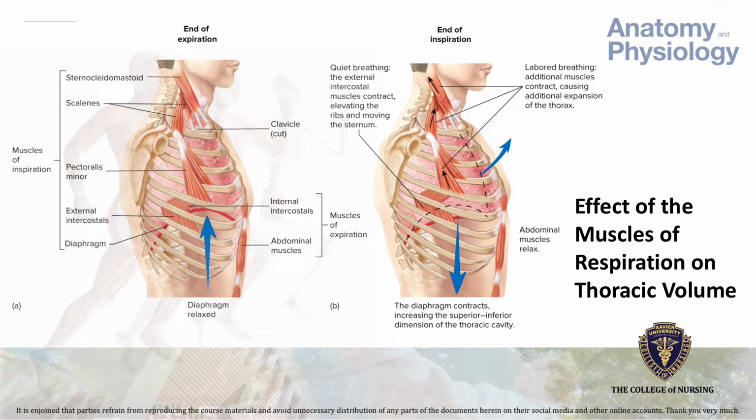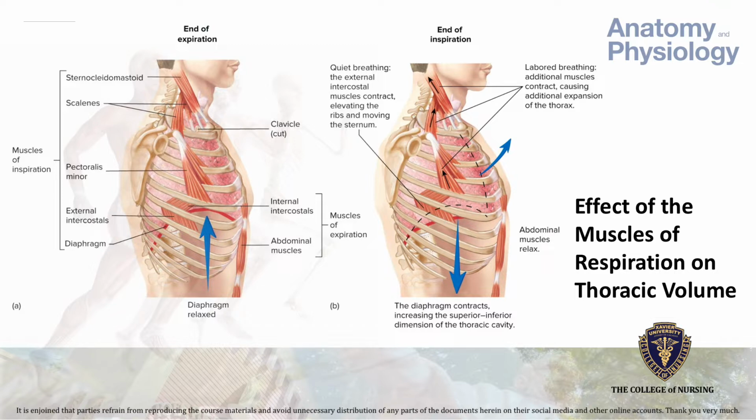So from that image, you can see the effects of the muscles of respiration on thoracic volume. So the muscles associated with the ribs are responsible for ventilation. Inhaling requires a set of muscles called the muscles of inspiration. The muscles of inspiration include the diaphragm and the muscles that elevate the ribs and sternum, such as the external intercostals. The diaphragm is a large dome of skeletal muscle that separates the thoracic cavity from the abdominal cavity.